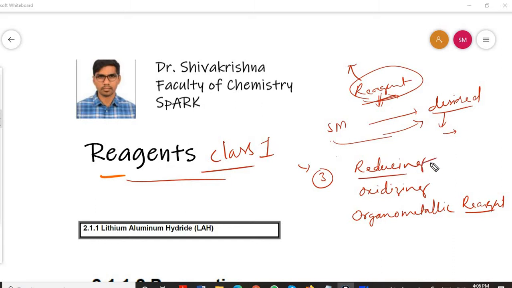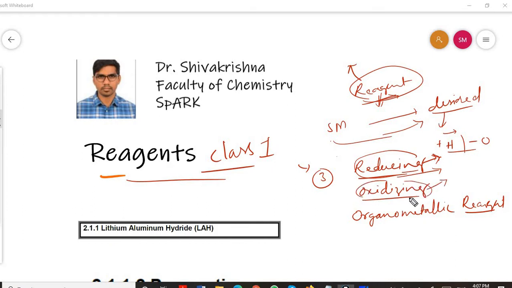Reducing reagents will reduce the starting material and convert it into the product. Reduction means addition of hydrogen or removal of oxygen. In terms of oxidation state, if there is a decrease in the oxidation state, we call it reduction; if there is an increase in the oxidation state, we call it oxidation. The reagents which reduce the starting material and convert it to the product are called reducing agents. The reagents which convert the starting material into the product based on oxidation are called oxidizing reagents.